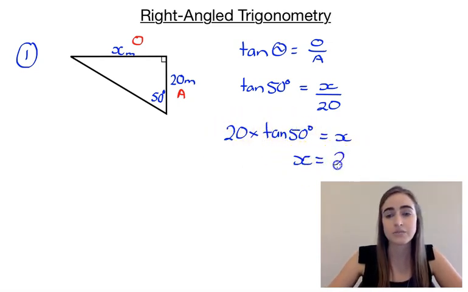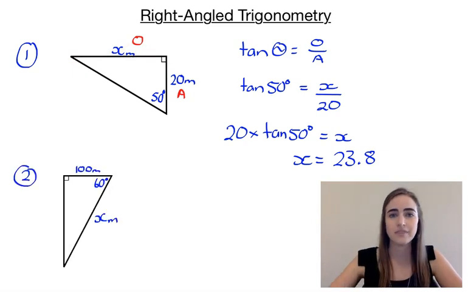And if we round it to one decimal place, we'd come out with 23.8. So that side there is 23.8 meters long. In our second example, we've got an angle of 60 degrees, a side of 100, and we're trying to find the hypotenuse in this case. So we start the same way. From that angle, this 100 meters is our adjacent side, and that x is the hypotenuse.